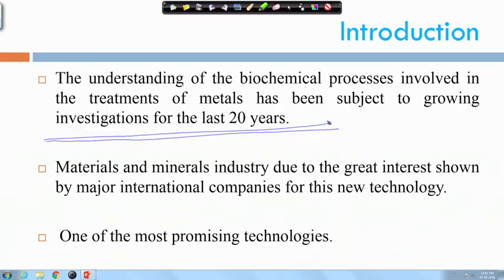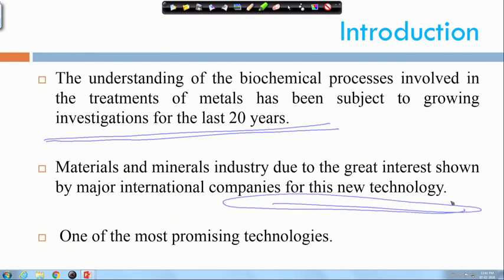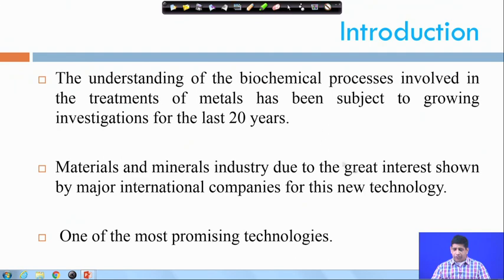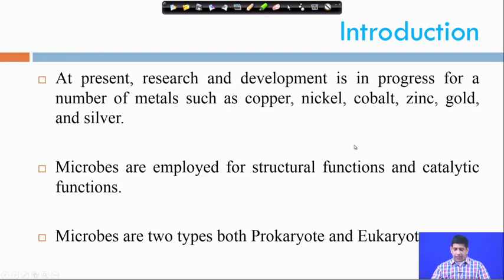There is great interest because it's a new technology, and it's a comparatively green technology. One of the most promising technologies is the biometallurgical process. People want to use it to find out. At present, mostly research and development is in process. We can use it for copper, nickel, cobalt, zinc, gold, silver, and for all these we use microbes.